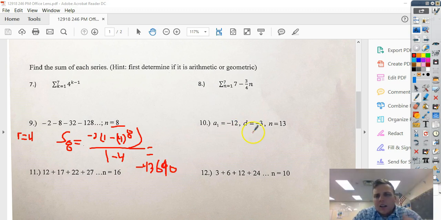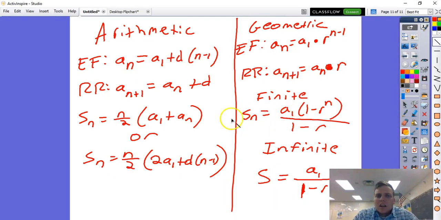Okay. All right. Number 10. It gives me a D right here. It says D equals -3. So that tells me it's arithmetic. And I'm still finding the sum of each series, so I need to use the formula for arithmetic, either this formula or this formula.